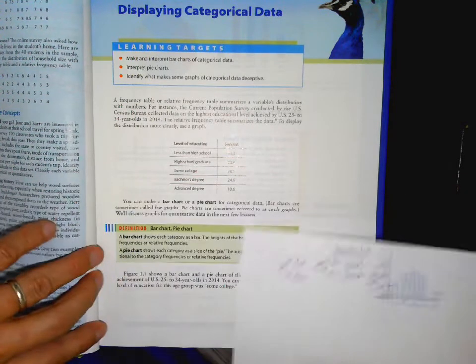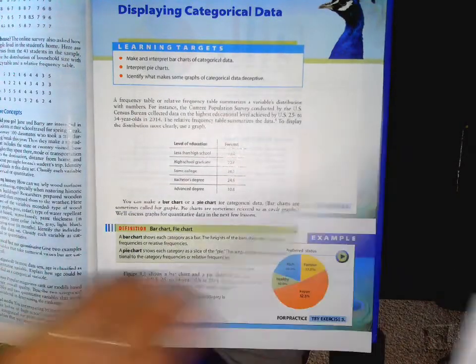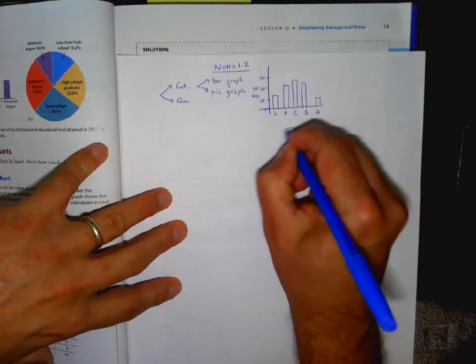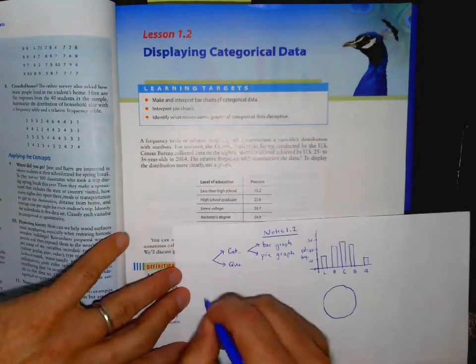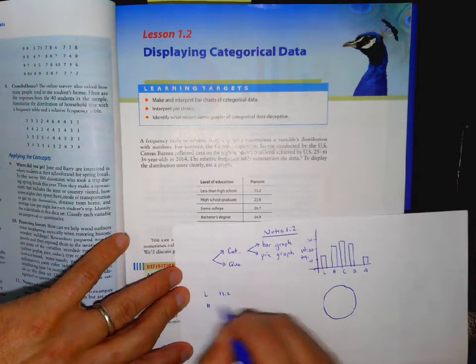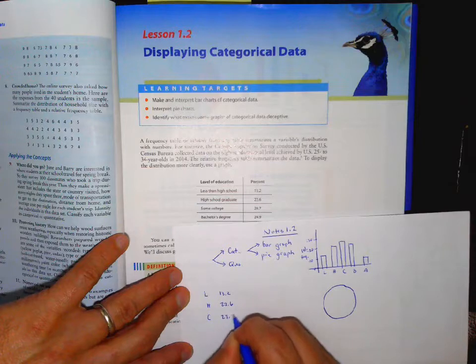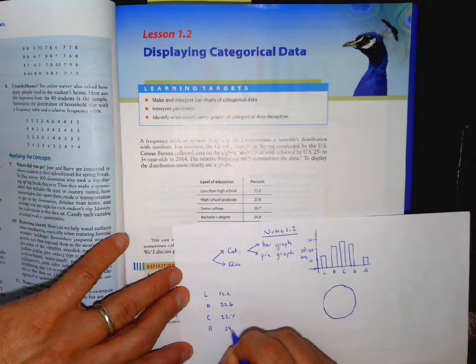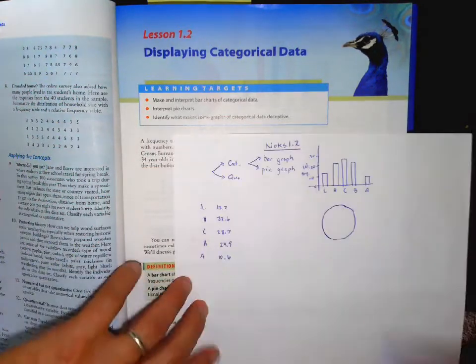Okay, so to make a pie graph, we take this data and make it into a pie graph. Let's go back to this. I'm going to make a little chart of it. So less than high school was 13.2%, high school was 22.6%, some college was 23.7%, bachelor's 24.9%, and advanced was 10.6%. Okay, so this is our percentage.